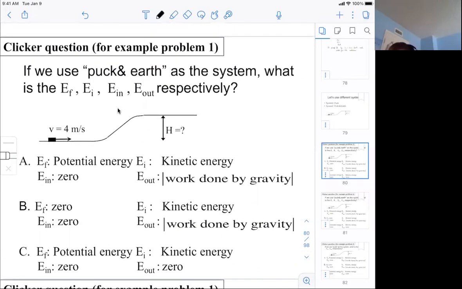So think about all these different terms. I have already given you limited choices. What do you think these terms would be if you're talking about the puck and earth system? And of course, I have already defined initial and final moment for you. Initial moment is here at the bottom. Final moment is the puck all the way up the ramp. So think about which of these choices is correct. After that, we can use that to solve our problems. So take some moment to discuss within your groups.